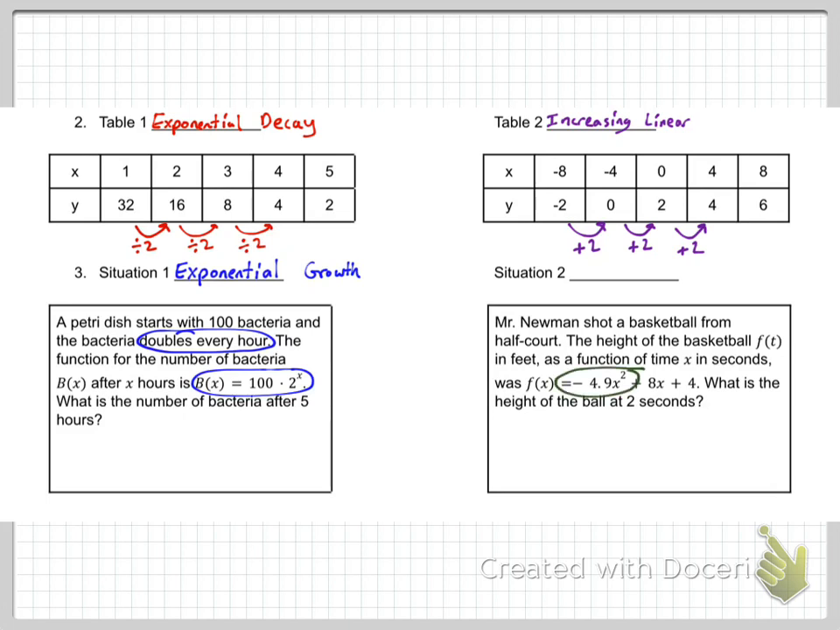And lastly, our last one is quadratic because you notice it said he shot a basketball. If we draw a picture of that, it's going to look quadratic, and you also have x squared in the equation, so it's going to be quadratic. It is concave down like a frown, so that is going to be negative quadratic.